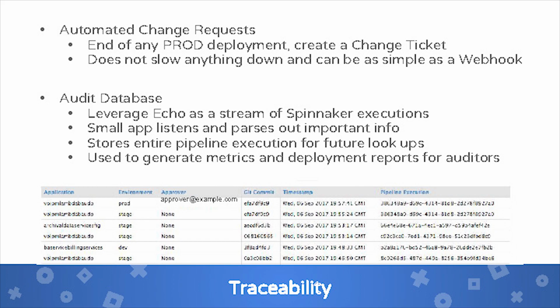Earlier I mentioned that we created an audit database. You can actually leverage Echo as an event stream: if you listen to it, you can create a small app around this, parse out information from there, and store the pipeline executions for future lookups. We created a small MySQL database and just dumped it in there. Obviously, we're not at Netflix scale, so I don't know how scalable that design is, but it was such a simple win that we just defined it there, and then anyone can go into the UI and see the approver, who changed it, the git commit that made it, the timestamp that it happened, and the pipeline execution. And ultimately, we just gave full access to the auditors for this, and they could tear apart any changes that ever happened through our system.